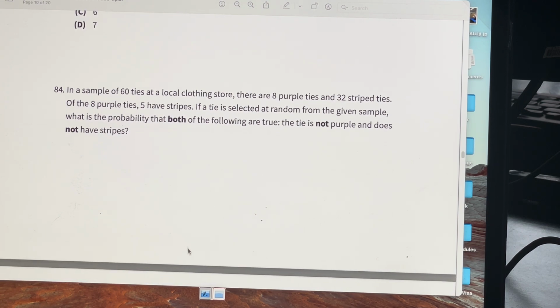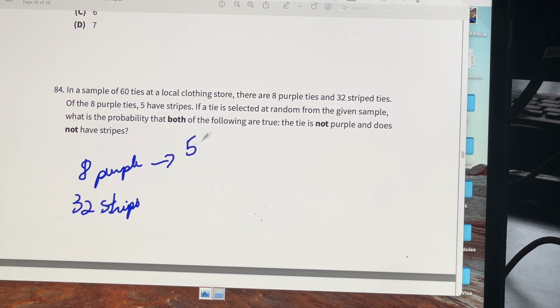In a sample of 60 ties at a clothing store, 8 were purple. So I'm just going to write this down. 8 were purple, 32 were striped. Of the 8 purple, 5 have stripes, which means 3 don't have stripes, right?